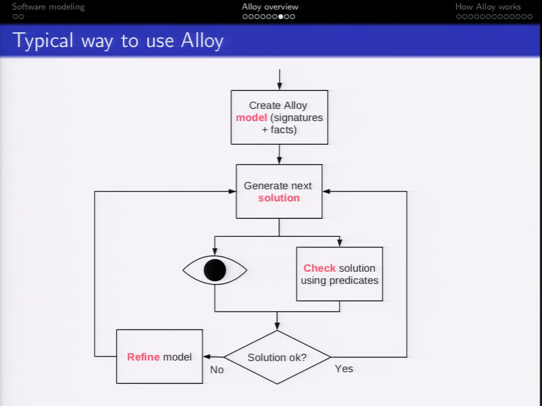So once again, this is the typical cycle of using this tool, this flowchart. You create a so-called model, and then you generate the next solution, the instance. Let's forget this box for a moment. What does this I mean? You look at the instance. You are the best judge of whether this instance is good or not. And if this instance is not okay, something is wrong, you adjust the requirements and then you try again.